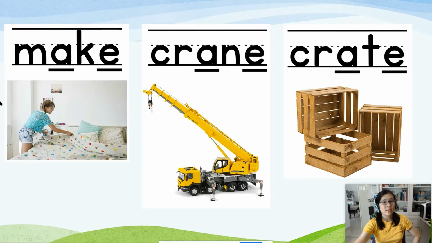And then over here, look at this one. K, R, A, N, crane. This is a crane. Look at this one. And the last one is K, R, A, T, crate. Crate is a wooden box. We call it as crate.